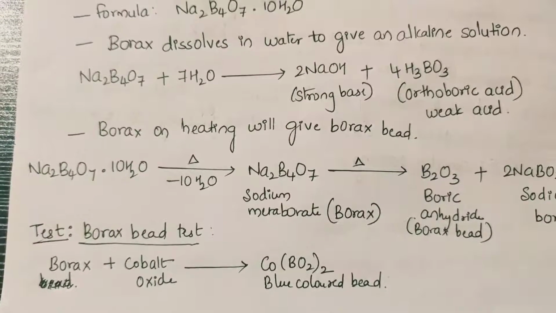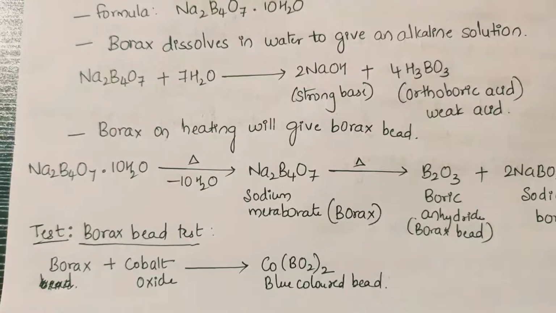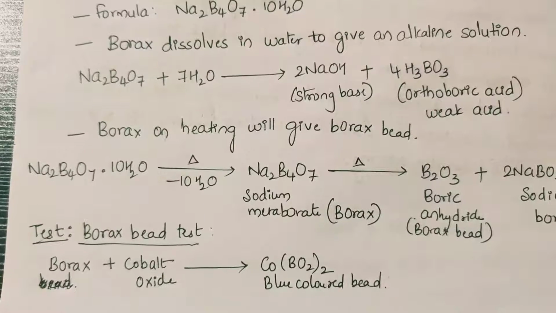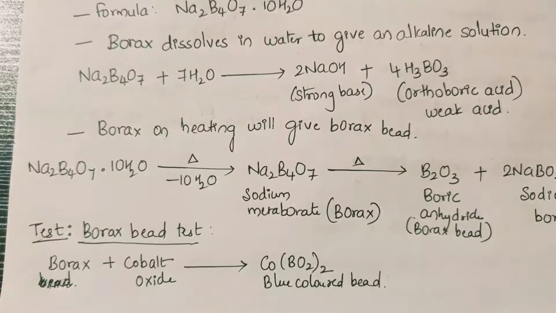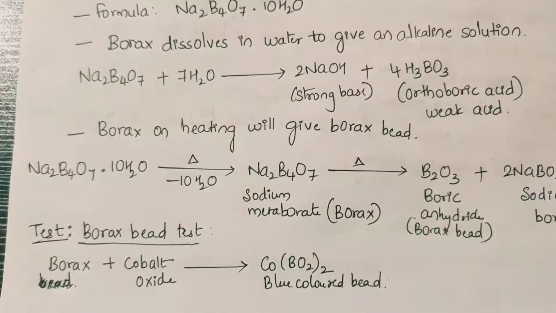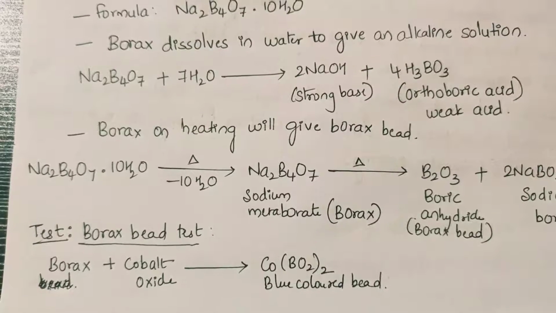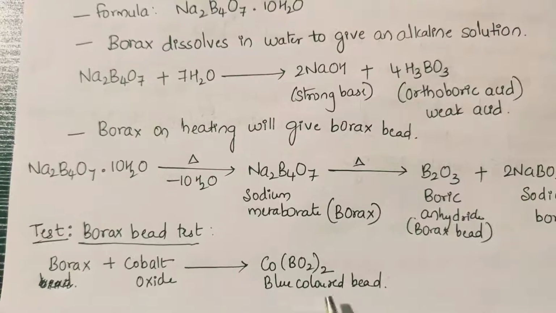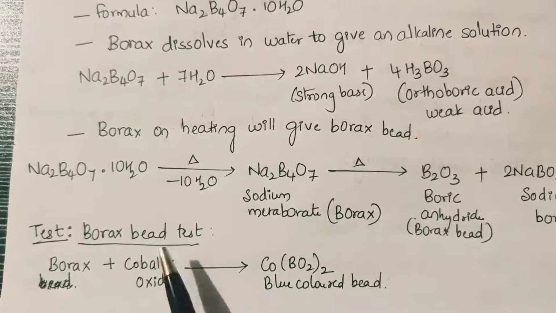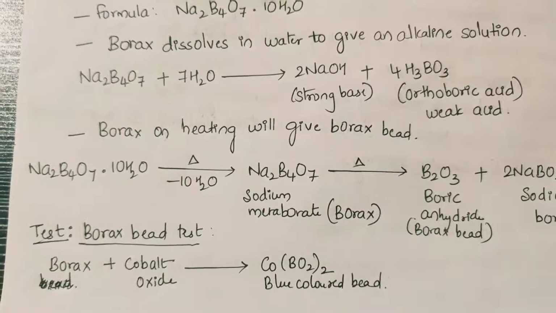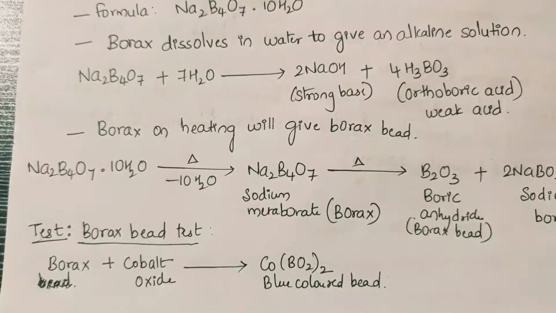This test is generally used in laboratories to identify the metaborates of many transition elements, because they have a characteristic color. For example, if you take borax and treat it with cobalt oxide, you get a blue colored bead. You heat borax on a Bunsen burner flame with cobalt oxide, taken on a platinum wire loop, and you get a blue colored bead. So generally this test is used to identify the metaborates of many transition metals.